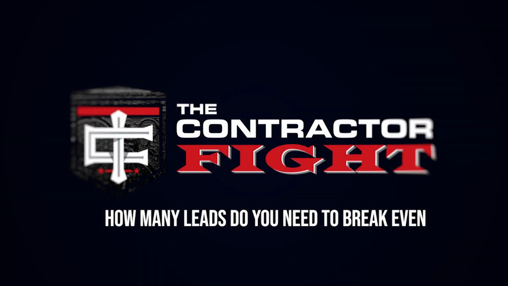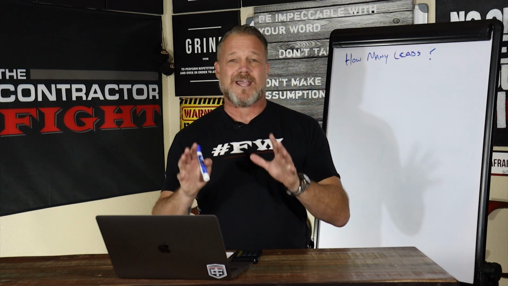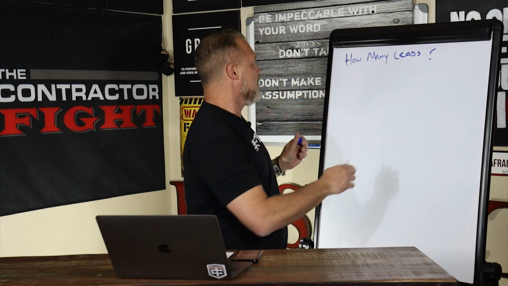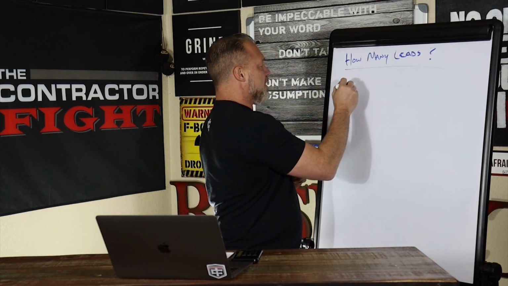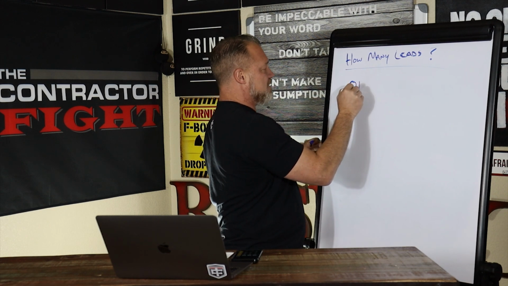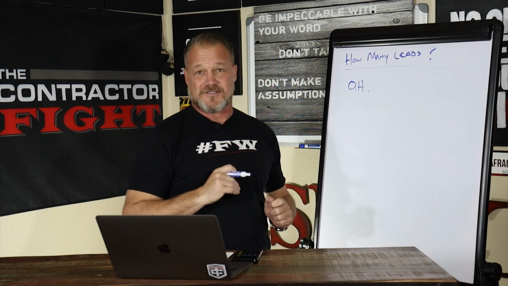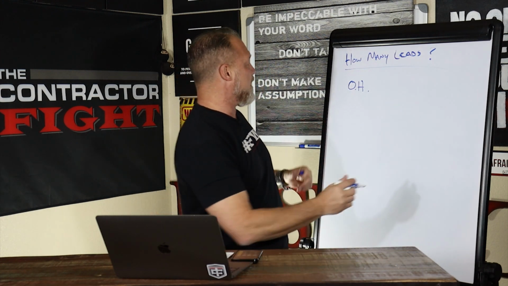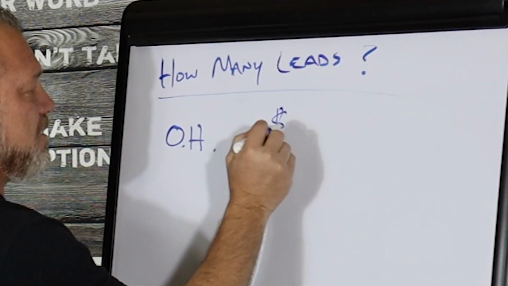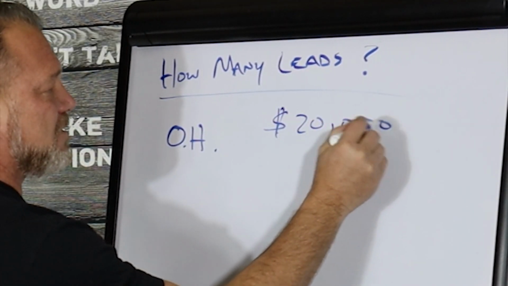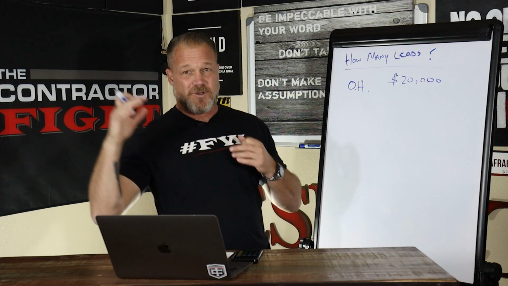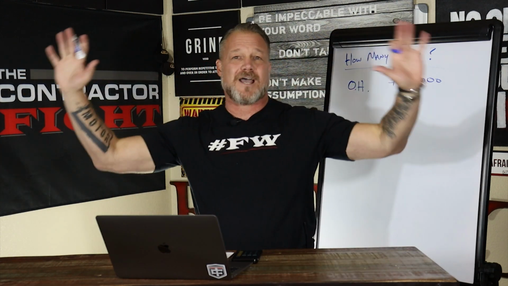So before we figure out how many leads you need, I want to explain what break-even means, okay? And so guys, first thing you've got to understand, the break-even point is found by figuring out what your overhead is. We'll just take a monthly basis here. Your overhead should include what you pay yourself. So let's just say on a monthly basis, you have an overhead of $20,000, meaning you pay yourself, you pay your shop rent, your truck payments, all the stuff that has to be paid, even if you don't do any work.